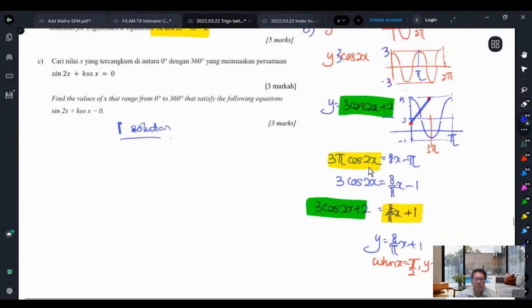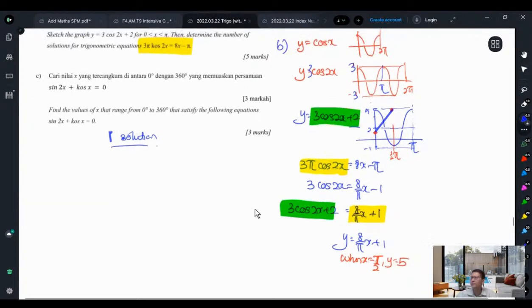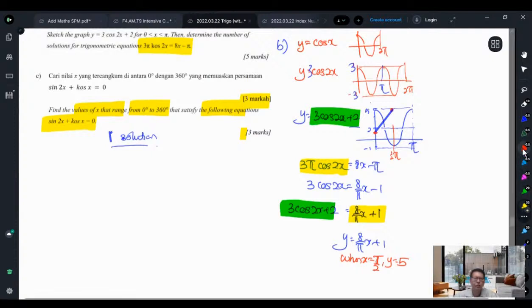Let me zoom out a little bit. Then part C. Part C, 3 marks and 3 marks only. Find the value of x that... 3 marks. Let's do it.